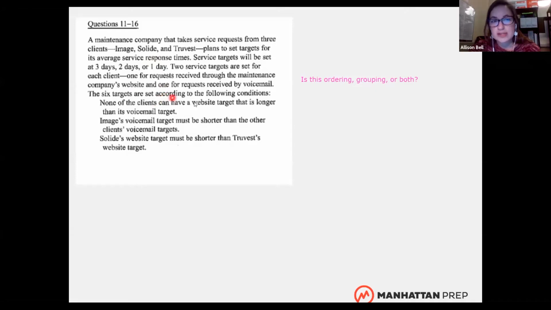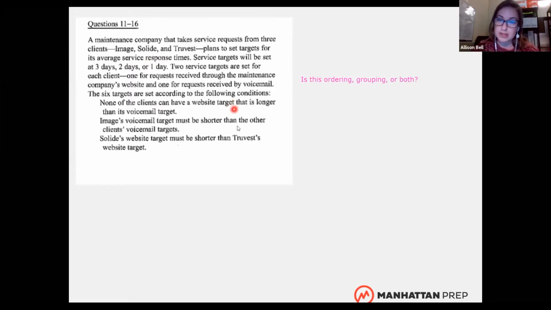I also notice that I have the characteristic of things being longer or shorter. So things are going to be put in some kind of order. So let me think about whether it has a grouping aspect. The main differentiator with grouping is, are any of these things going to fall in the same category as each other, or are they all just going to be one after another?